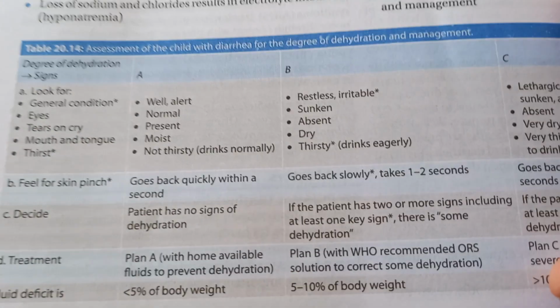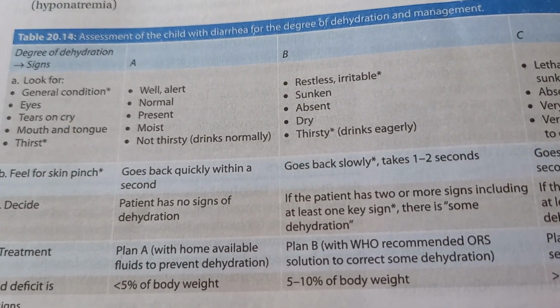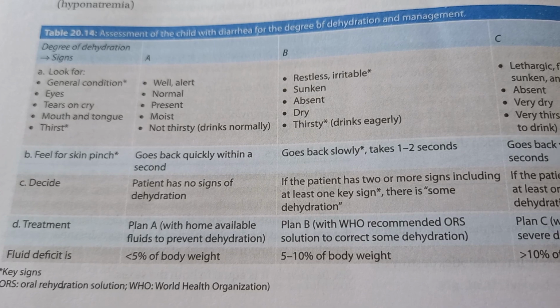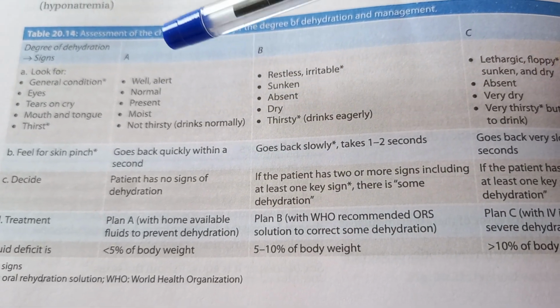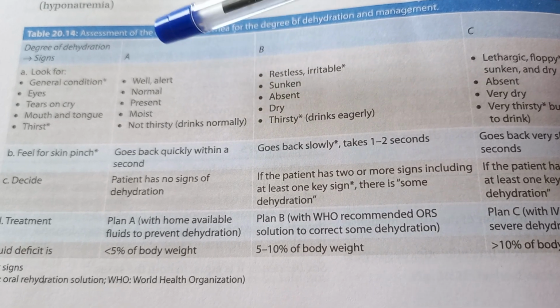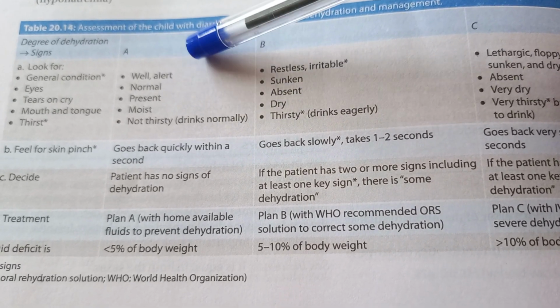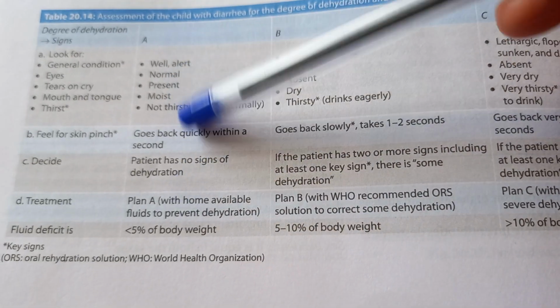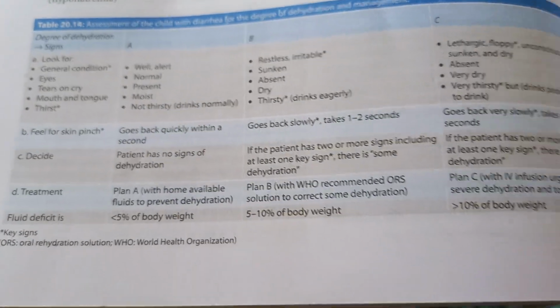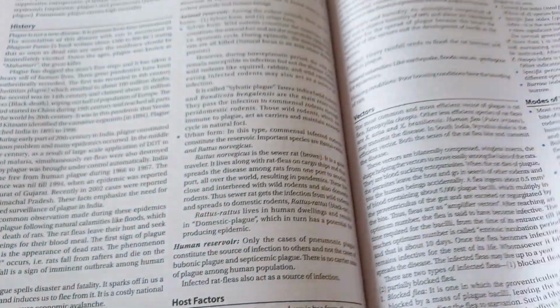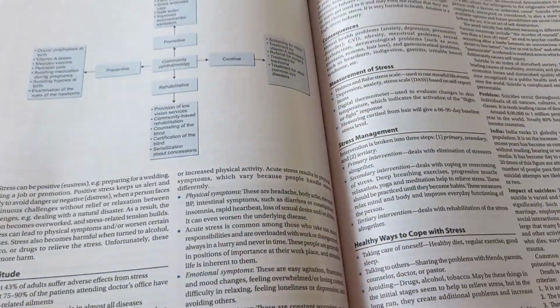What is there in this table? Assessment of the child with diarrhea for degree of dehydration and management. So look for whether the child is alert or not, whether its eyes are sunken, whether there are tears when it cries, whether the tongue is dry or moist. Skin pinch you should check. All this, okay. So I think you have an idea of this.